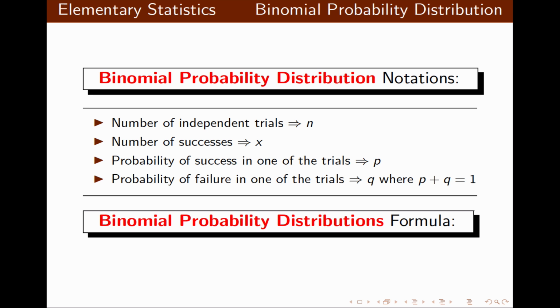Once these notations are identified, the binomial probability distribution formula goes as follows. nCx, p to the x power, and q to the power n minus x, where x, the number of successes, goes from 0 all the way to n, the number of trials.